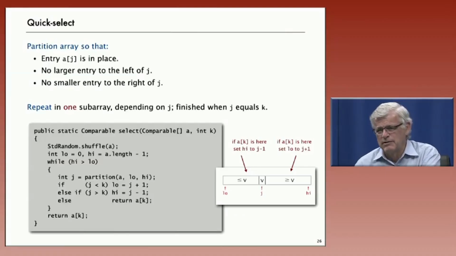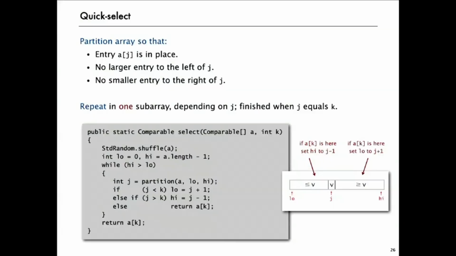Well, in his original paper in 1961, Hoare gave a solution to the selection problem based on partitioning. And the idea is just a version of QuickSort in a way. We're going to do our partitioning so that we get entry a of j in place in the array. Nobody to the left is larger, nobody to the right is bigger. But then when we're doing selection, what we'll do is just go in one subarray or the other, depending on where j is. If j is equal to k, we're done. We found the kth largest.